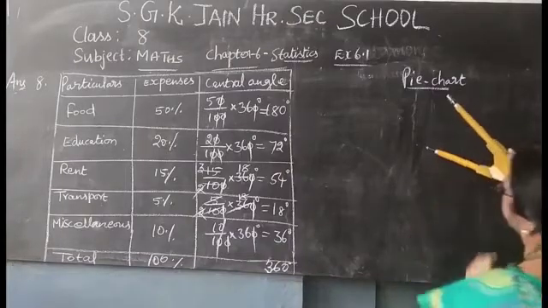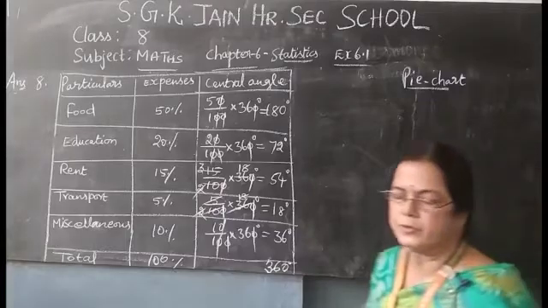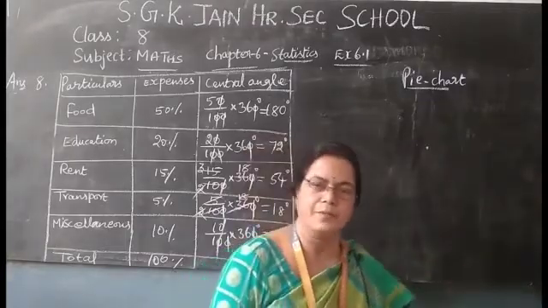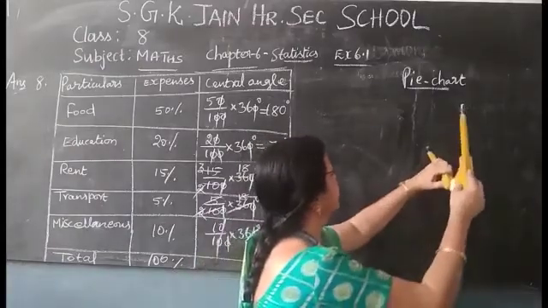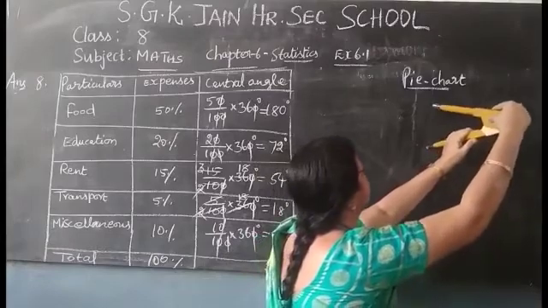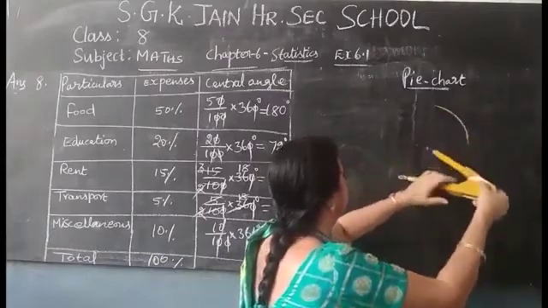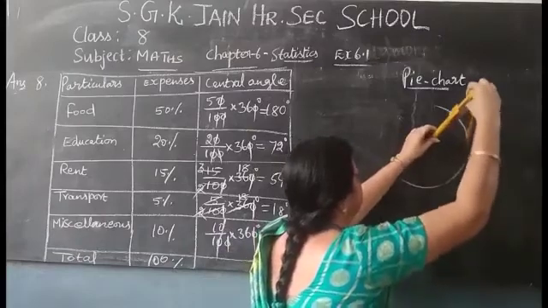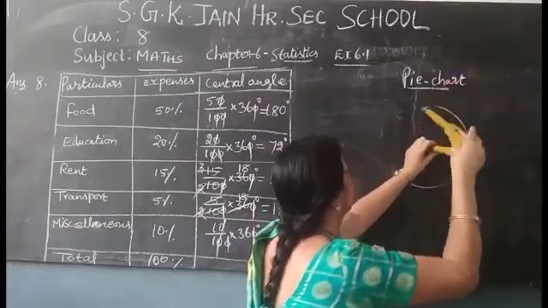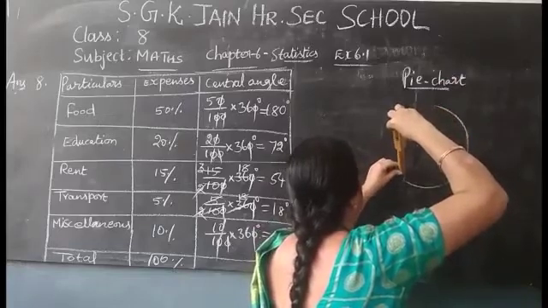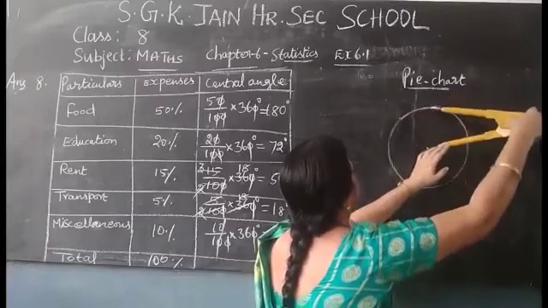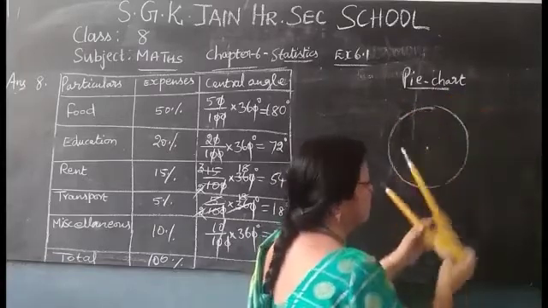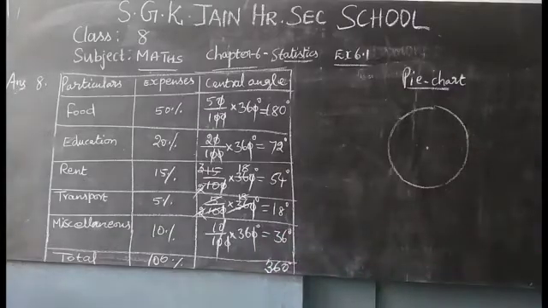You can take your convenient radius. Convenient radius means don't take such a big one. We can use a bangle also, a small size bangle. You can take medium size. Any convenient radius you can take like this and draw the circle. Okay, after drawing the circle, we are going to find out the angle.